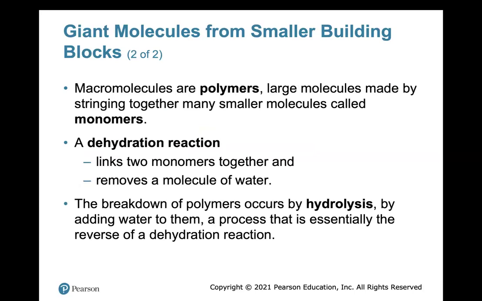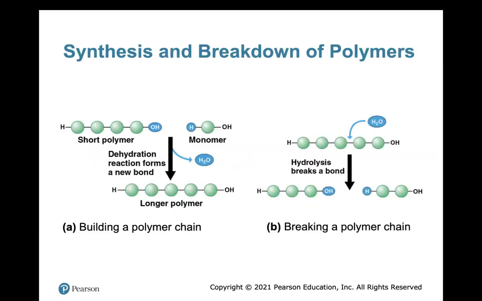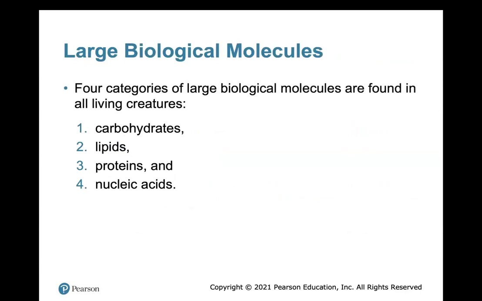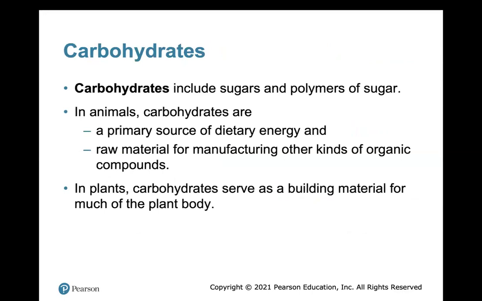Macromolecules are polymers, which are large molecules made up of stringing together many smaller molecules called monomers. A dehydration reaction links two monomers together and removes a molecule of water, whereas a breakdown of polymers occurs by hydrolysis. So we have the building of a polymer chain and water is released. That's called dehydration. And when we break a polymer chain, we add in water. Hydrolysis will break a bond. All right, so these four categories: carbohydrates, lipids, proteins, and nucleic acids. That's what we're going to get through in this chapter.